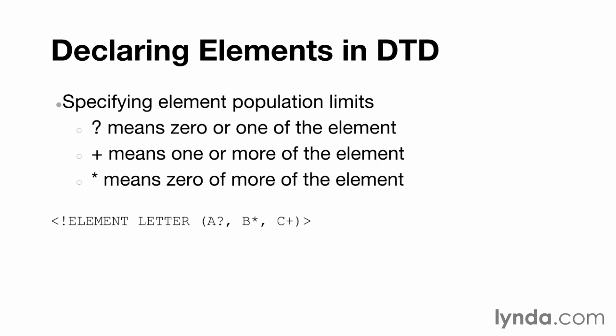For example, this element declaration defines a letter element, and inside the letter element, you can have 0 or 1 A elements because of the question mark, followed by 0 or more B elements, followed by one or more C elements. So the plus sign means there's got to be at least one. There could be more. Star means that there could be 0, but there could be more. And the question mark means 0 or 1.